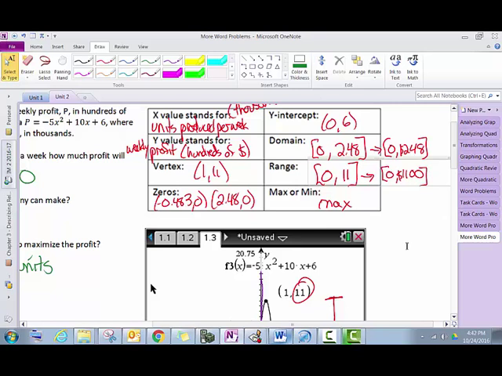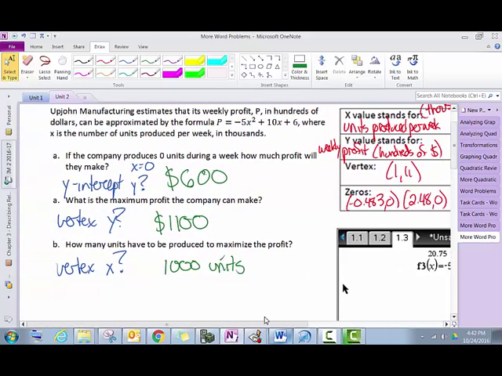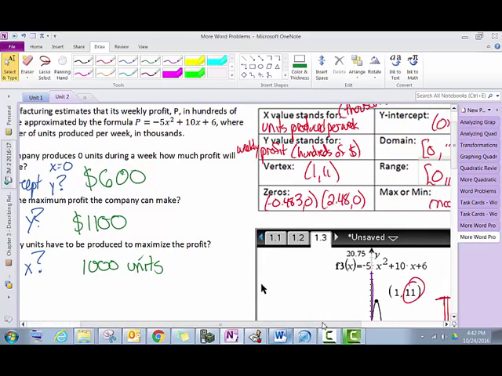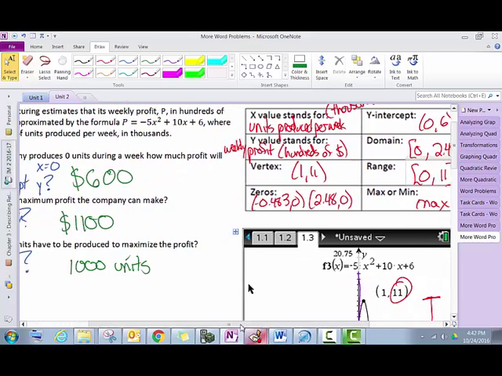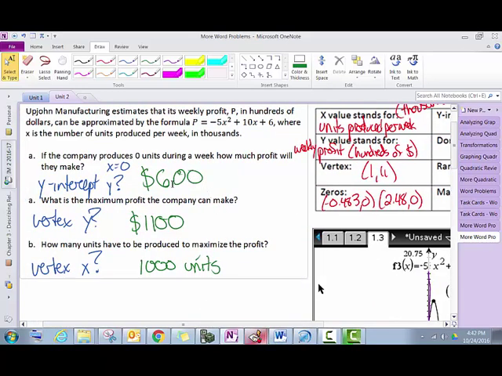We don't have infinities because we can't have negative numbers a lot of the times when we're dealing with word problems. So if we look back at our problem, we didn't answer this yet. If the company produces 0 units during a week, how much profit will they make? Well, 0 units means x equals 0, and they want to know the y, because that's the profit, so they're asking for the y-intercept. Well, we already had the y-intercept, 0, 6. But the 6, again, is in hundreds, so it's $600. So even if you produce 0, we get $600, which is nice. I don't know how we're doing that. Maybe we're robbing somebody, but either way, we make $600.